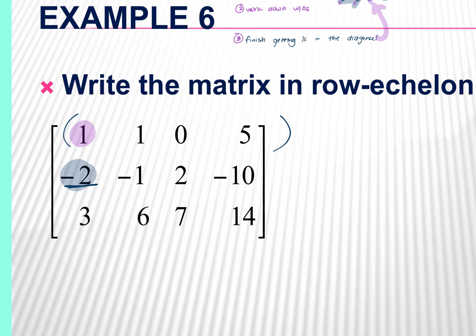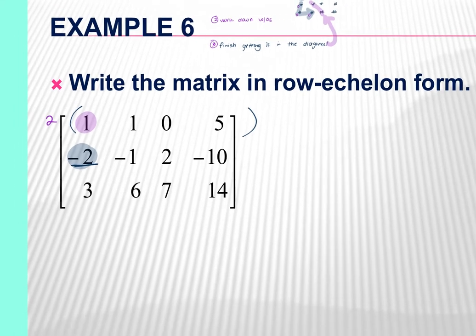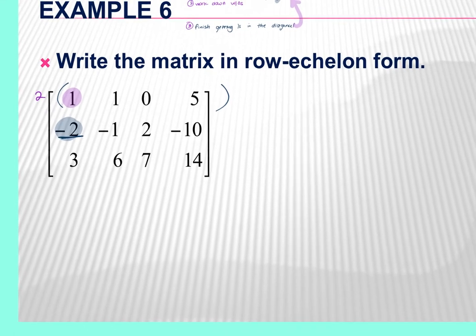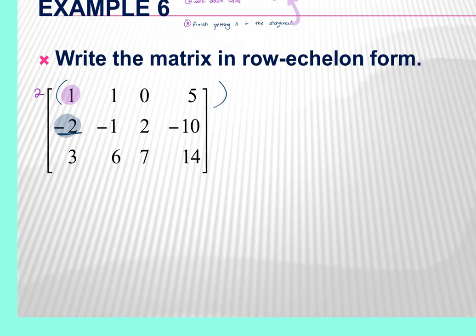I need it to be the opposite of negative 2. Does that make sense? So that when I add these two, I get 0. Does that make sense? Yeah, okay. So I'm going to multiply this whole thing by 2, and then I'm going to add it to row 2. So my row notation is 2 row 1 plus row 2.